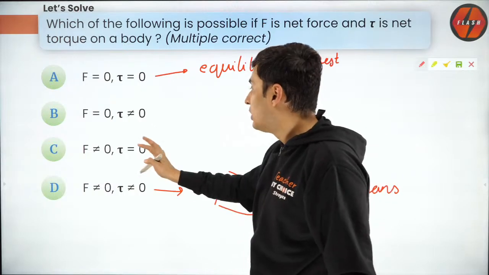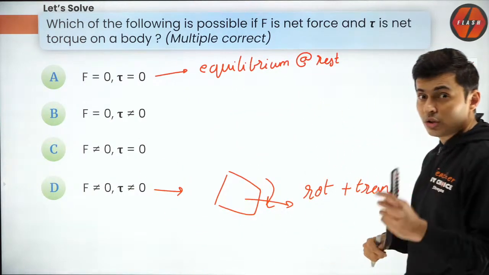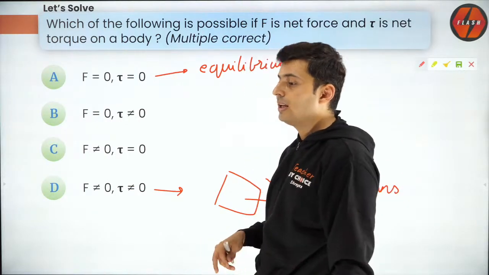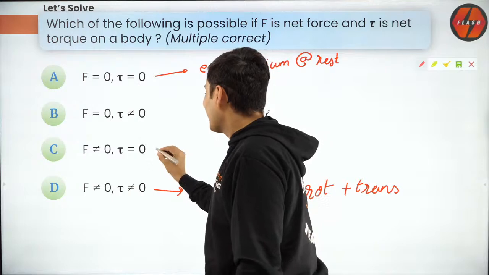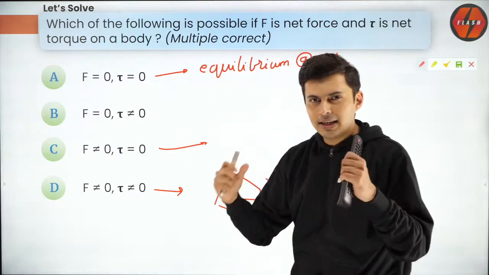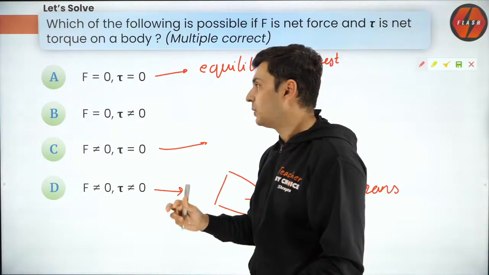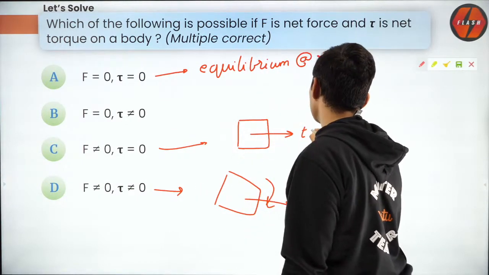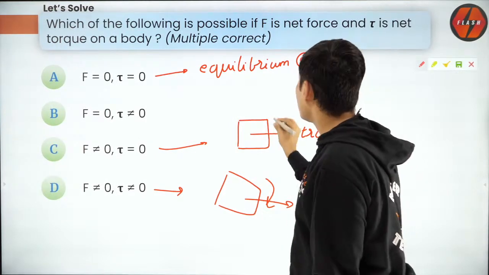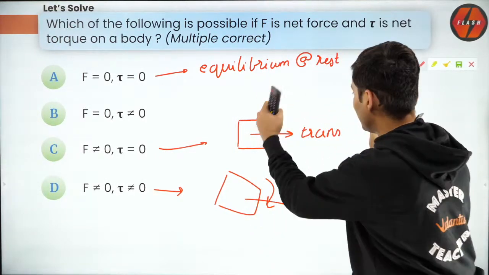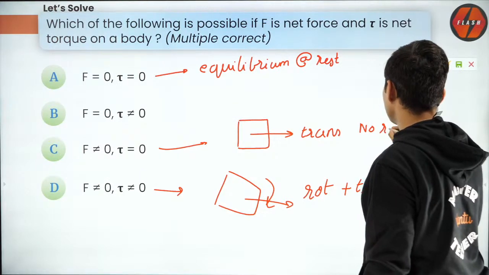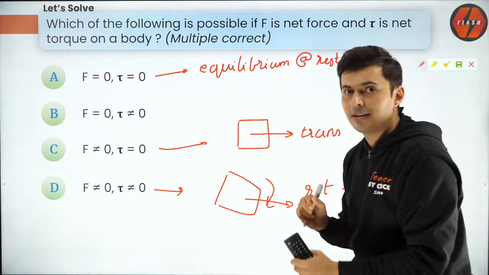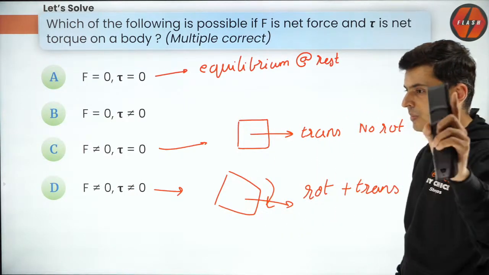In this example, torque is 0, but force is not 0. Can you think of an example? I'll come to B, hold on. Net torque is 0, but force is not 0. Example, imagine a body which is just translating. There is no rotation, so the torque on it is 0, but the force on it is there. That's a good example.